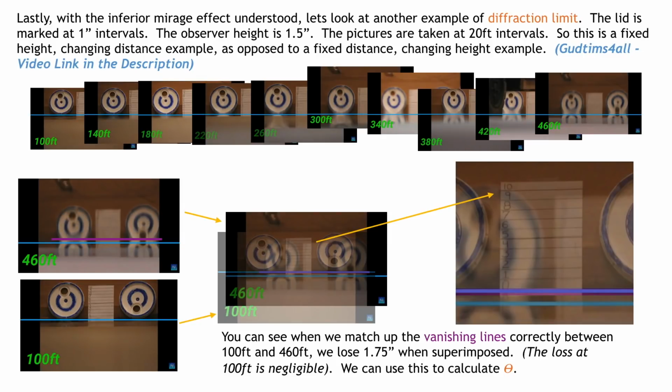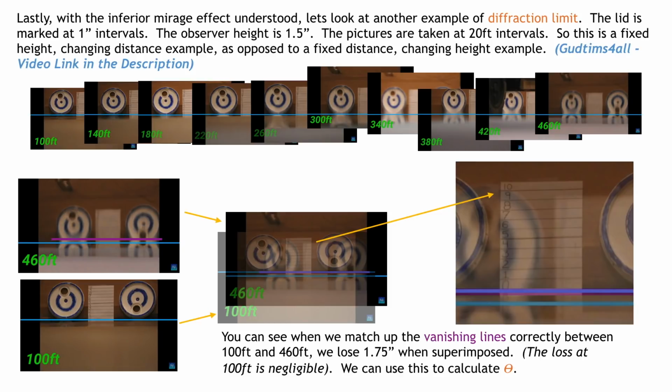So lastly, with the inferior mirage effect understood, let's look at another example of diffraction limit. The lid here is marked at 1-inch intervals. The observer height is 1.5 inches. The pictures are taken at 20-foot intervals. So this is a fixed height changing distance example as opposed to a fixed distance changing height example. And again, video link is in the description.